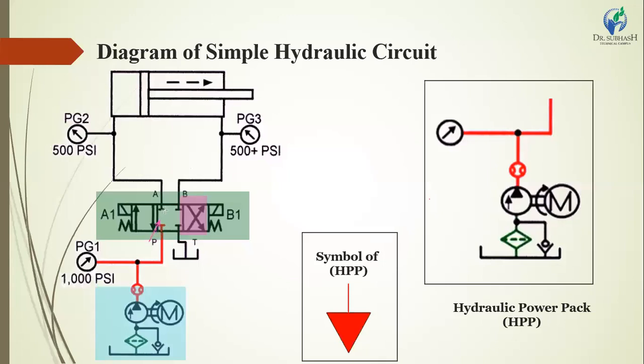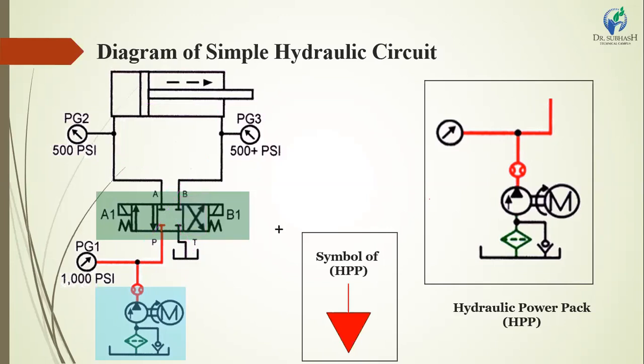Here the oil passes from P to B and enters this portion of the DAC, the double acting cylinder. At this time the piston moves from left side to right side. This condition is called the retract condition. The oil on the other side passes into the line and enters the B port, and from B it returns to the hydraulic tank. This time the piston moves from right side to left side, and this condition is called the retract condition.